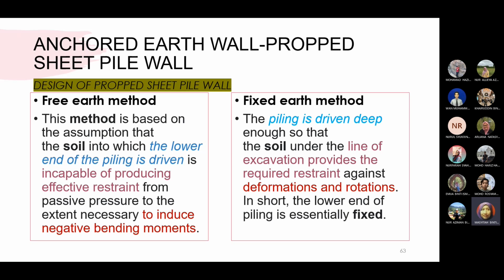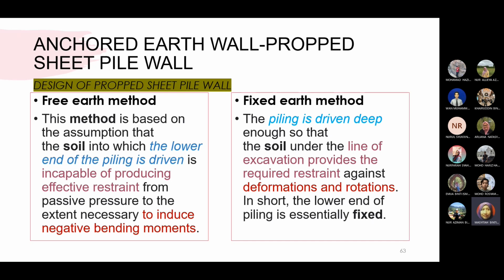Okay, kita pergi kepada prop sheet pile wall comparison antara free earth method dan juga fixed earth method. This method is based on the assumption that the soil into which the lower end of the piling is driven is incapable of producing effective restraint from passive pressure to the extent necessary to induce negative bending moment. Itu yang highlighted for category under free earth method.